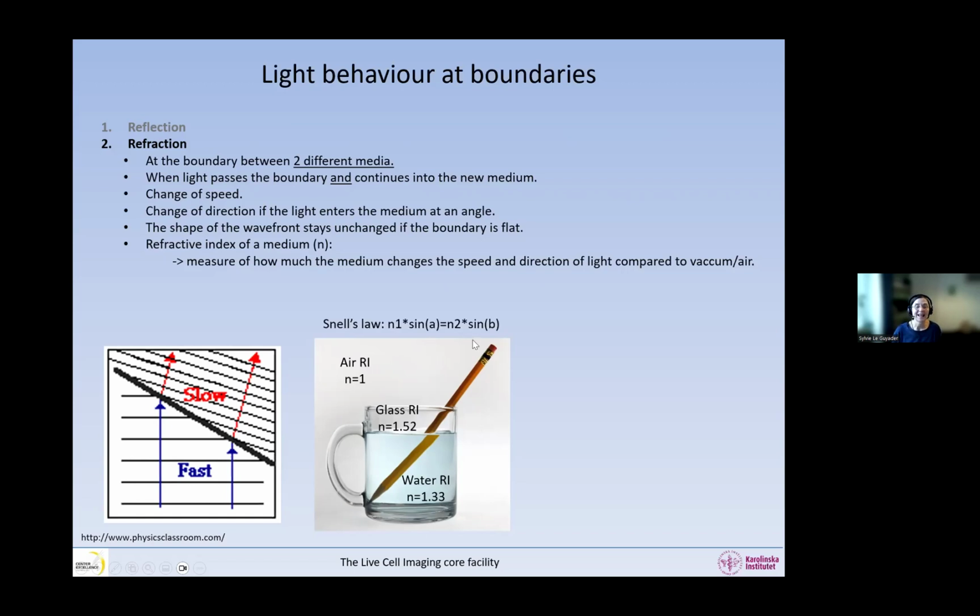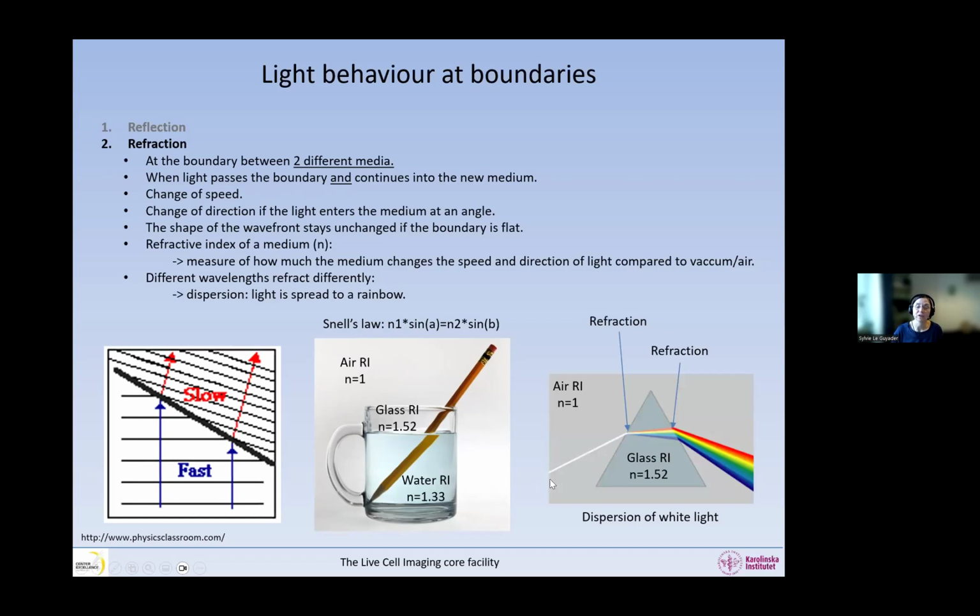So, and there is a law. It's a very simple law, Snell's law, that regulates how much the light is changed based on the difference in refractive index from the first medium to the other one. So we have, this is the angle. So the two angles are related to the difference in refractive index. And different wavelengths refract differently. And that is, in some ways, an advantage for us because we can make a rainbow. So we can separate the different wavelengths that are in white light.